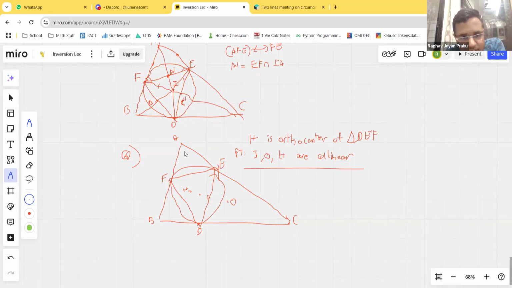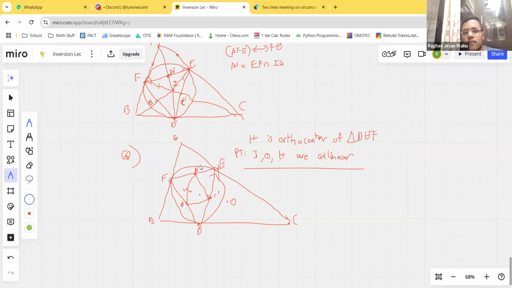So I'll just lay out the sketch. Sketch as in the inverted figure, what all we have. So A will map to A dash, B will map to B dash here, and C will map to C dash here. And these are the midpoints.